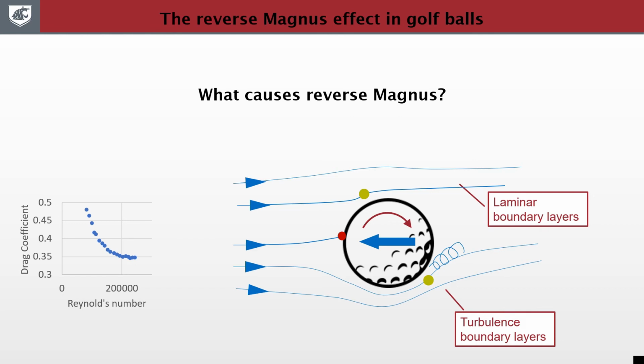This tends to add turbulence to the flow at the bottom of the ball and moves the separation point backward. The net effect is a rotation of the separation points counter to the spin direction, pointing the wake upward and producing a downward aerodynamic force, or reverse Magnus effect.